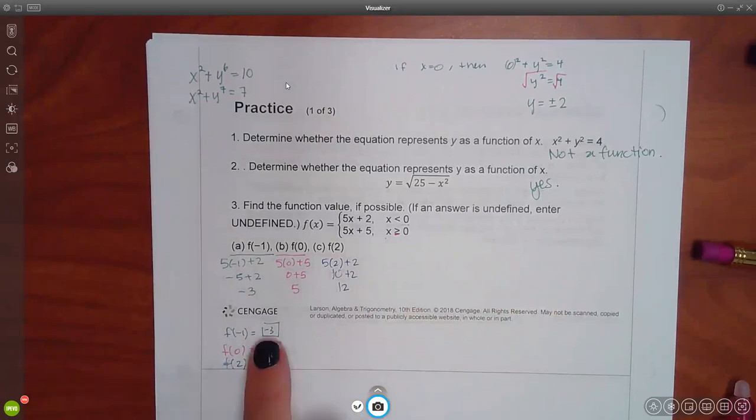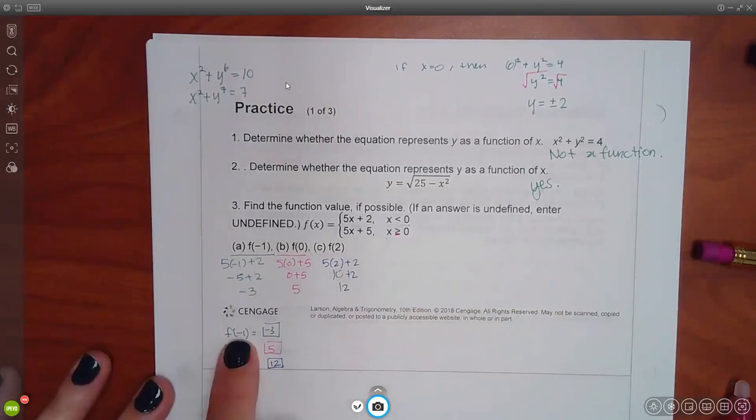All this is saying is that, and it's kind of backwards. This is the input, that's the output. Okay? Input, output. Input, output.